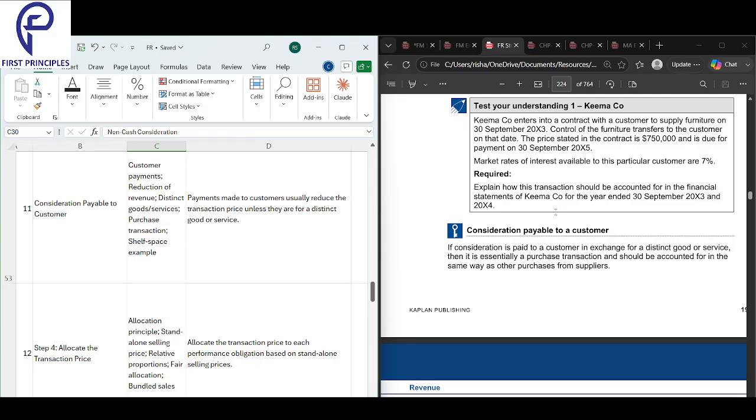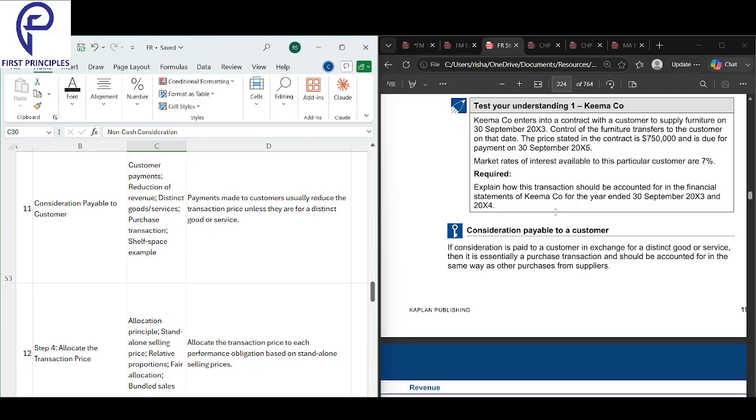So this is one example where you, as a seller, are paying back to the customer, right? The manufacturer of that soft drink is paying to the wholesaler: I'll put a fridge in your shop and you keep my soft drink here, because I want people coming into your shop to look at my soft drink and try my soft drink. Okay, so that is one simple example of consideration payable to the customer.